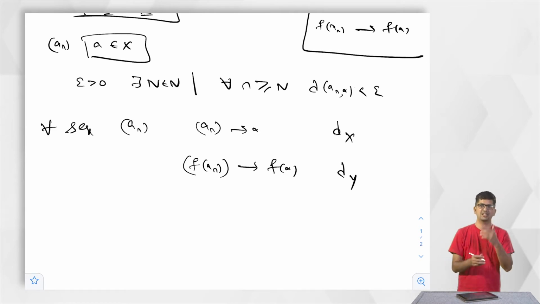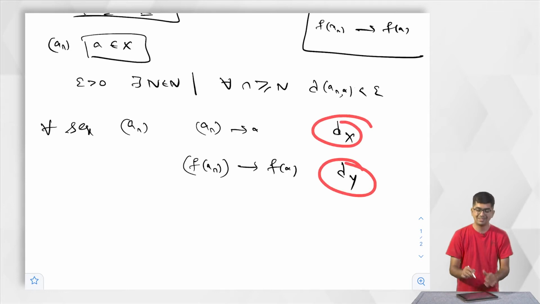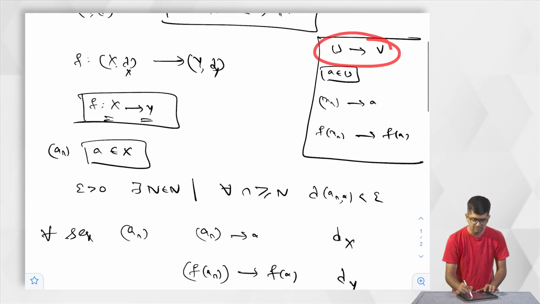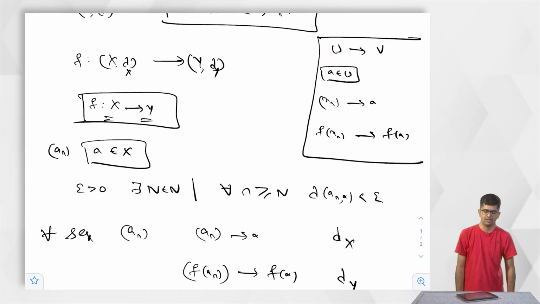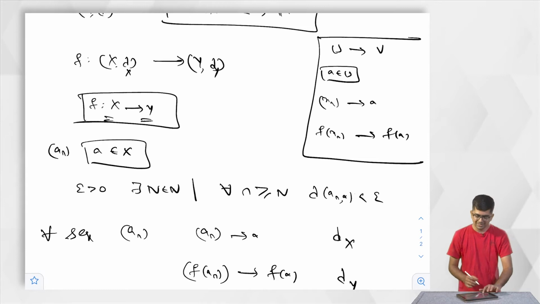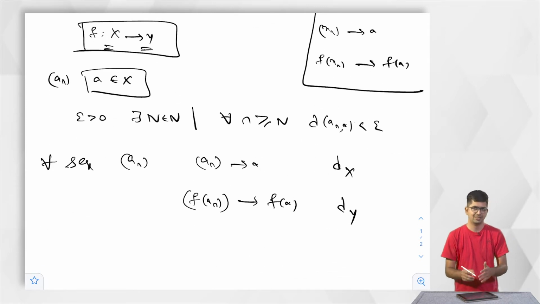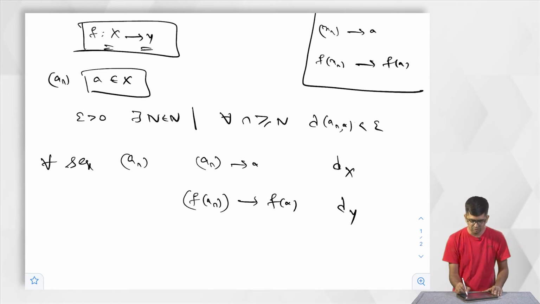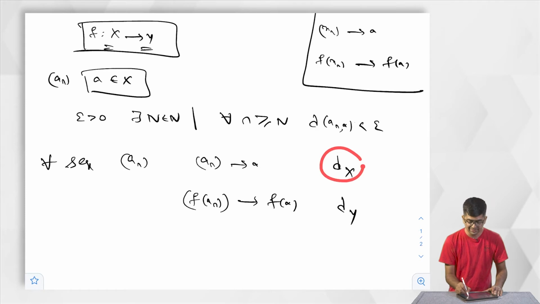Previously, both of them are subsets of R. So these two metrics are actually the same in this case, where both of them are subsets of real numbers. But here x and y need not be related. So we want to specify this is convergence with the metric dx. This convergence is with metric dy.